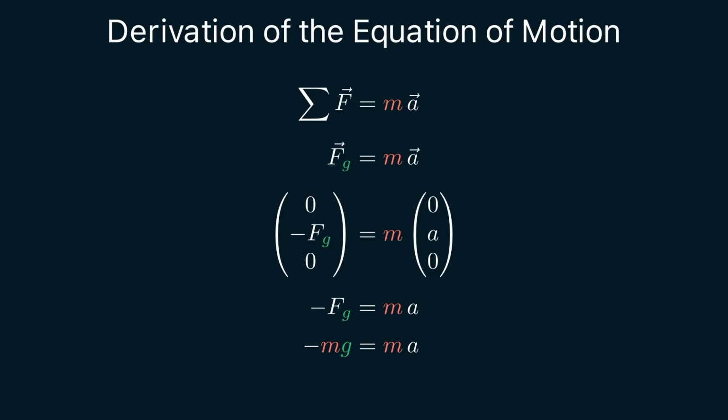Now divide both sides by m. So from here on, m cannot be 0. And we get our equation of motion. a equals minus g. And what does it say? The acceleration of the object is the gravitational acceleration. Shocking. It's kind of trivial, many textbooks just write it down immediately.